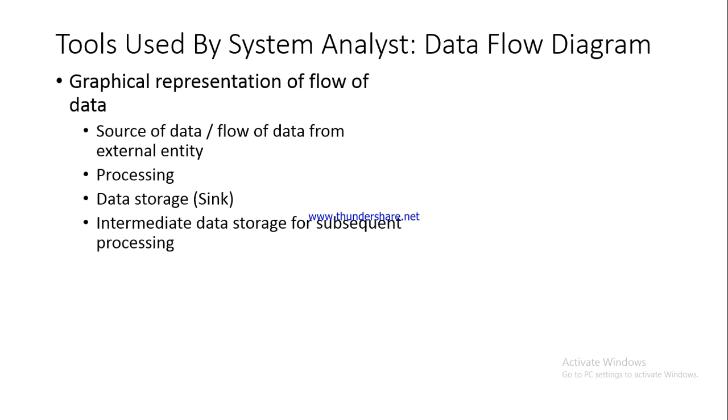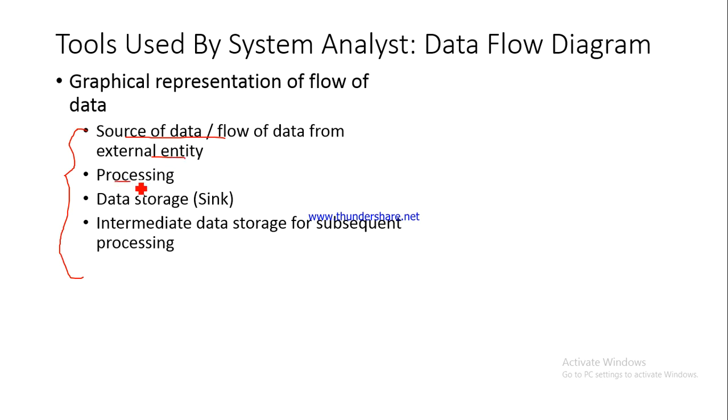Let us understand what a data flow diagram is. It is a graphical representation of flow of data, how the data is flowing in the organization. It is represented in a graphical manner in the form of a picture, and all these things are shown in this kind of a diagram. Where is the source of data and where does the data go? What is the source of the data? It could be some external entity, it could be some internal database, and where does the data go, right?